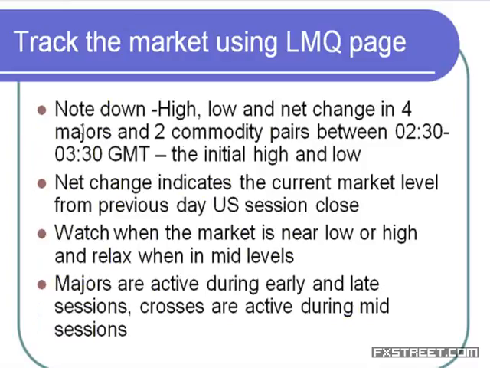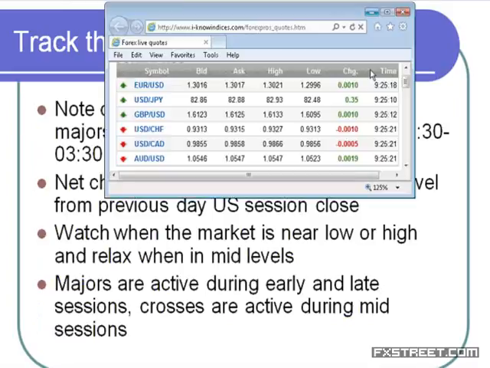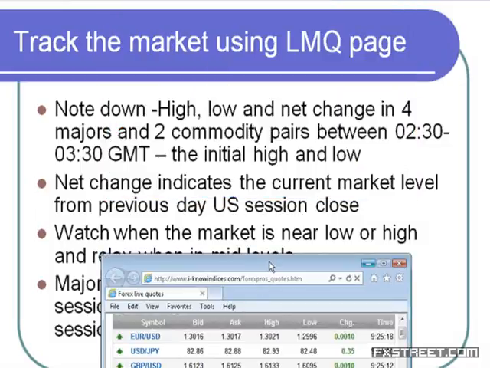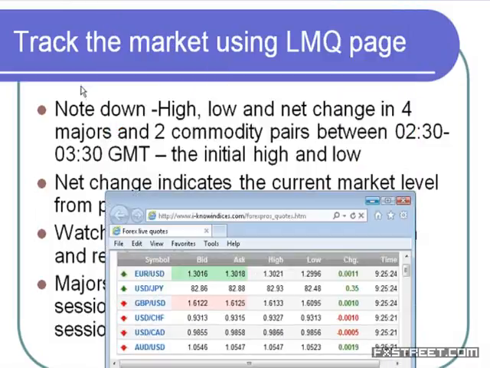Then I showed you the live market quote page, how to use the live market quote page. This is the most important thing in order to understand. So track the market using the live market quote page. In that, note down the high, low and net change in 4 majors and 2 commodity pairs, which is available in the link, around 3:30 GMT. They are referred to as the initial low and initial high.